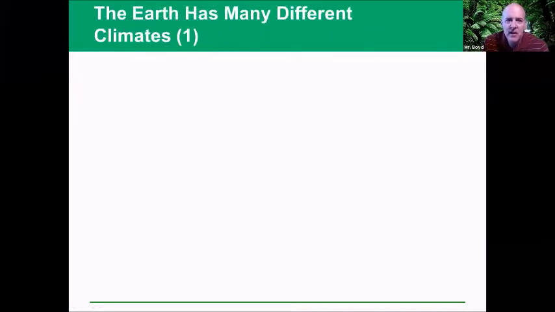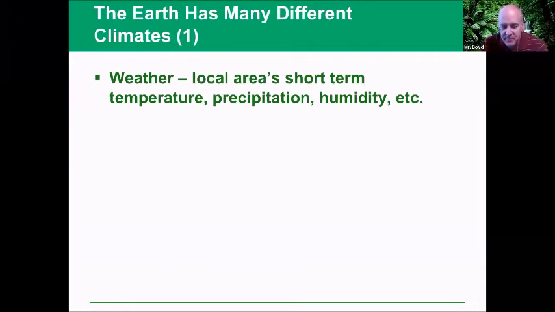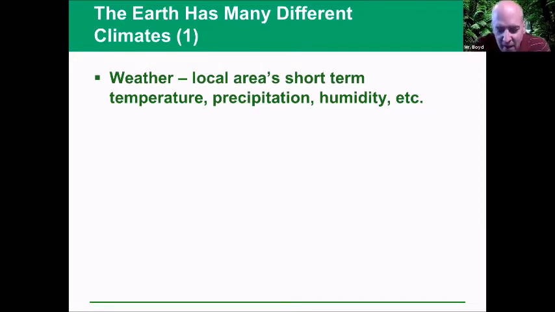So the Earth has many different climates. First of all, what is climate? And this is where a lot of people have issues. In the middle of a snowstorm, people say they're talking about global warming and we are having a snowstorm and it's minus 10 degrees right now. There's a difference between weather and climate. And if you're out looking outside and it's super cold and there's supposed to be global warming, that is weather.